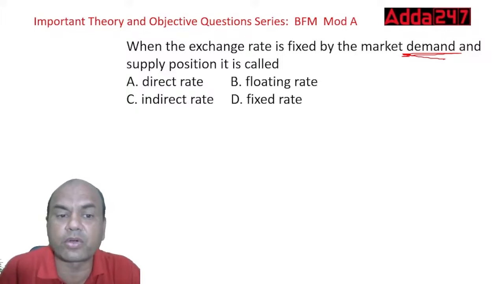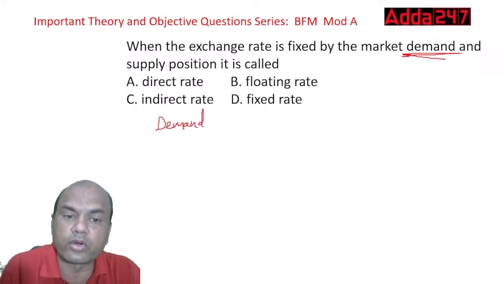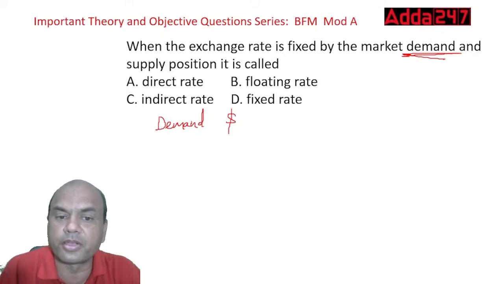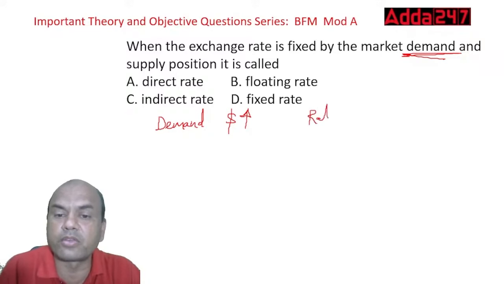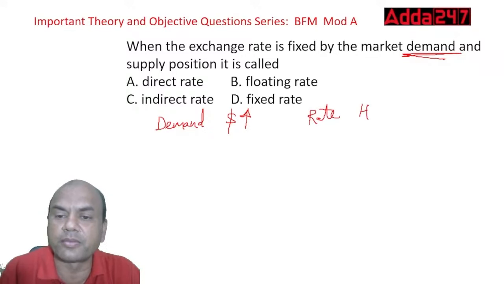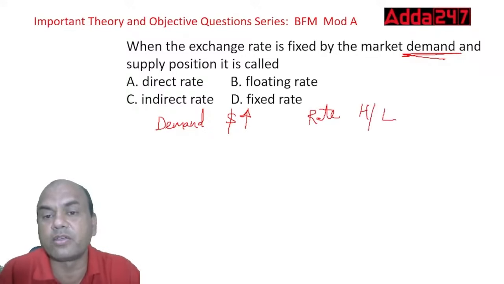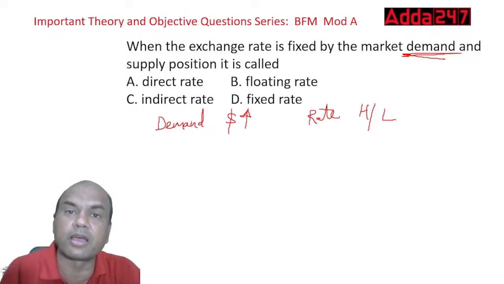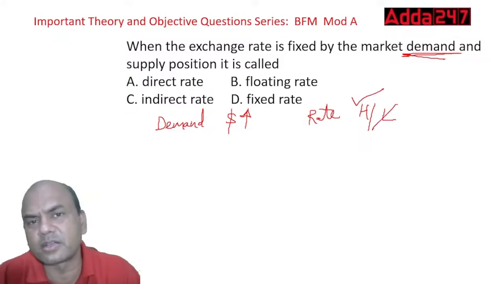Suppose the demand for dollar goes up. Then what happens? The rate for dollar will be high or low? Just type H or L. If the demand for dollar is high, will the rate for dollar be high or low? It is high, correct? See, our logic is very simple.